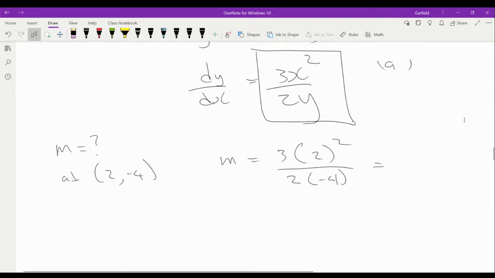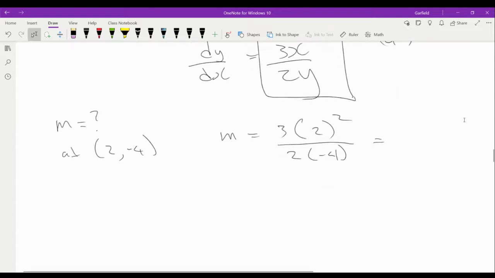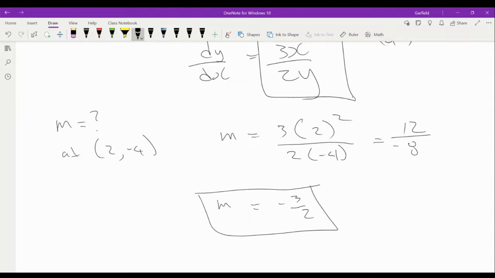That looks right to me, Michael. So this will be 12 over negative 8, which reduces to negative 3/2. We'll get to the next problem.